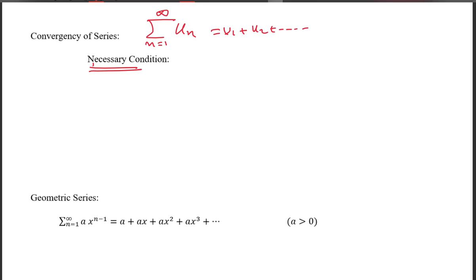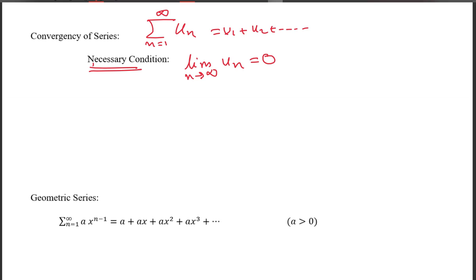Necessary condition means if it is a convergent series, if you know that this is a convergent series, then we must have the nth term, limit n tends to infinity, un, equal to 0. This is the necessary condition, not sufficient. That means if you get that un tends to 0 as n tends to infinity, then you can say that this series may be convergent, but it is not guaranteed.